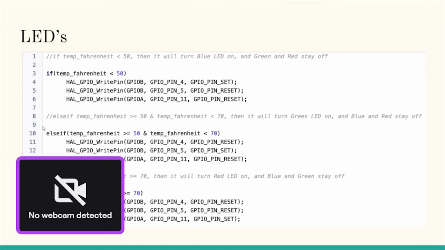For the LEDs, as mentioned before, we have three different ones: blue, green, and red for cold, room temperature, and hot. And so if the temperature is less than 50 degrees Fahrenheit, then only the blue will come on, symbolizing that it's cold. If it's greater than or equal to 50 degrees or less than 70 degrees, then the green room temperature light will turn on. And if the temperature is greater than or equal to 70 degrees, then only the red will turn on, symbolizing that it is hot.